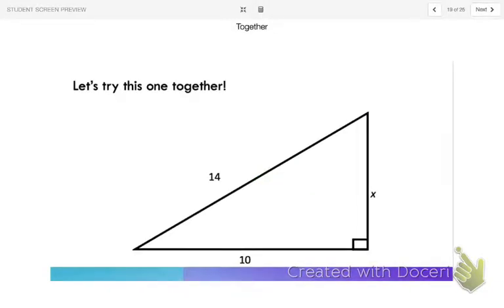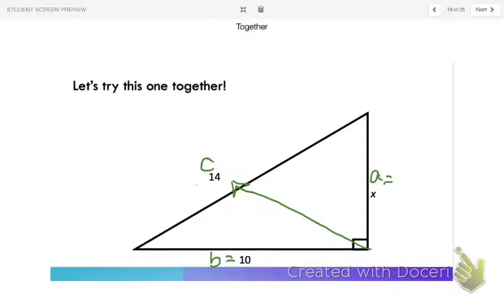So we're gonna try this one together here. We have a triangle that has a hypotenuse of 14. I know that because the 14 is across from the right angle. So I'm going to label that C. And then we have a side length of 10 and a side length of x. Again, we don't really care about which one's which, so I'm going to put A is equal to 10 and B is equal to x. Or, you know what, just because I can, I'm actually going to do it reversed. B is equal to 10 and A is equal to x.